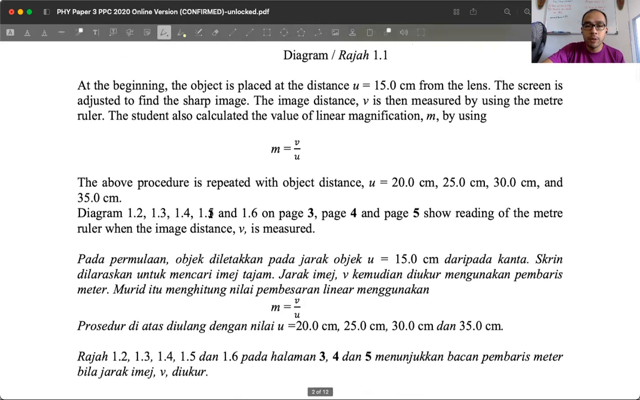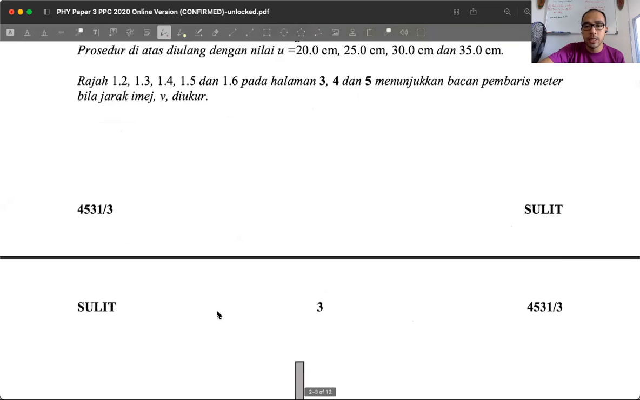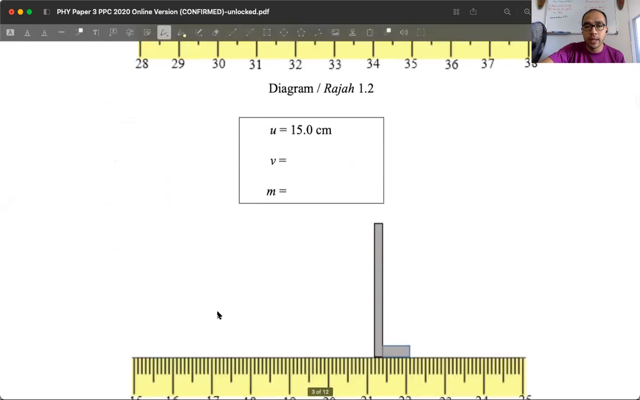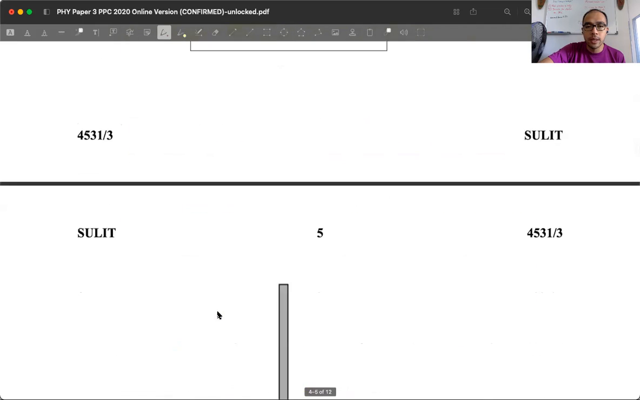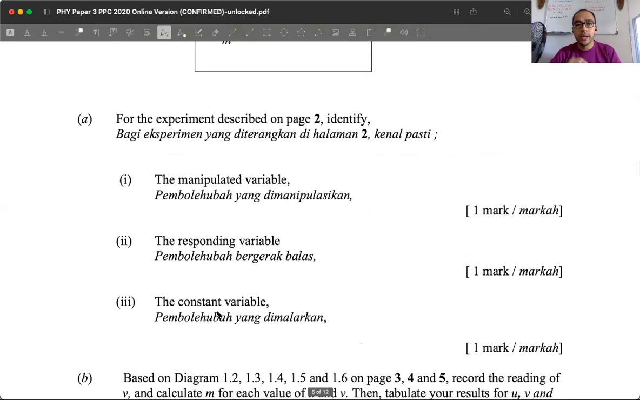So diagram 1.2, 3, 4, 5, 6, page 3, 4, and 5 show the reading of the meter ruler when the image distance is measured. So you have all these readings over here. All right. Now, for the experiment described on page 2, identify the manipulated, responding, and constant.